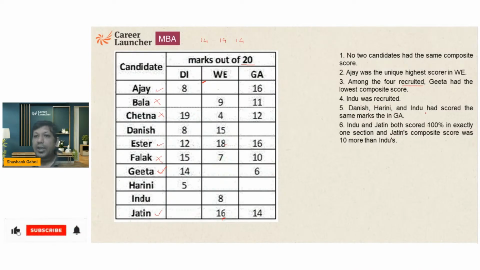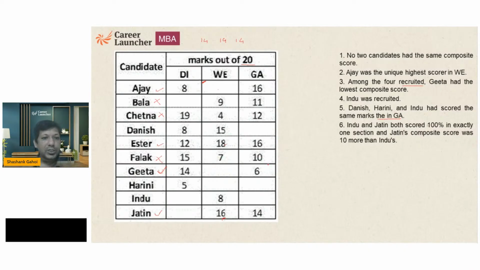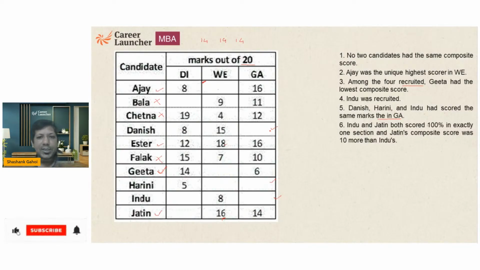Danish and Harni and Indu scored the same marks in GA. ठीक है. So Danish, Harni, Indu means this and this, same marks in GA. तीनों के marks यहाँ पे same हैं. So let's call it X. It can be any number.